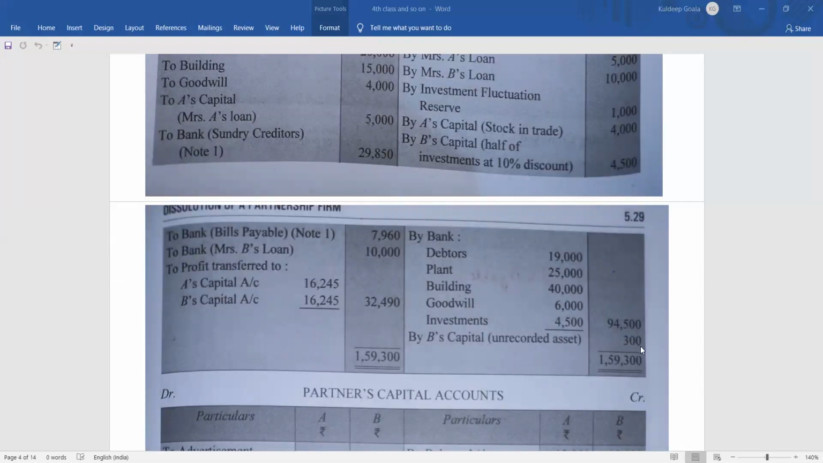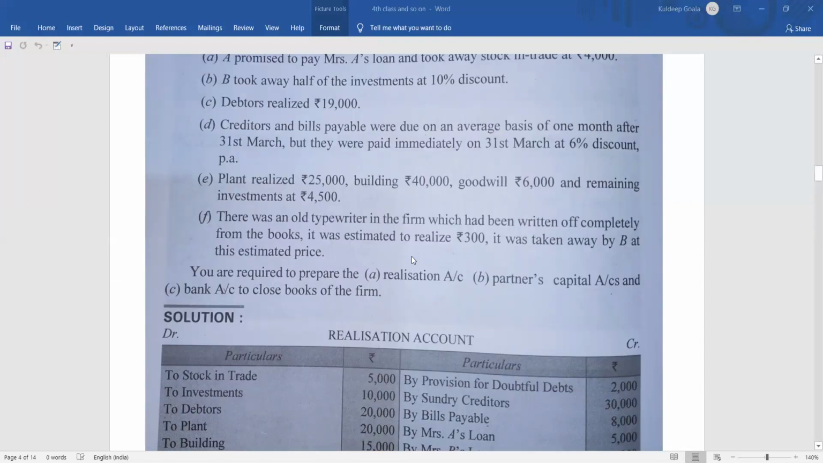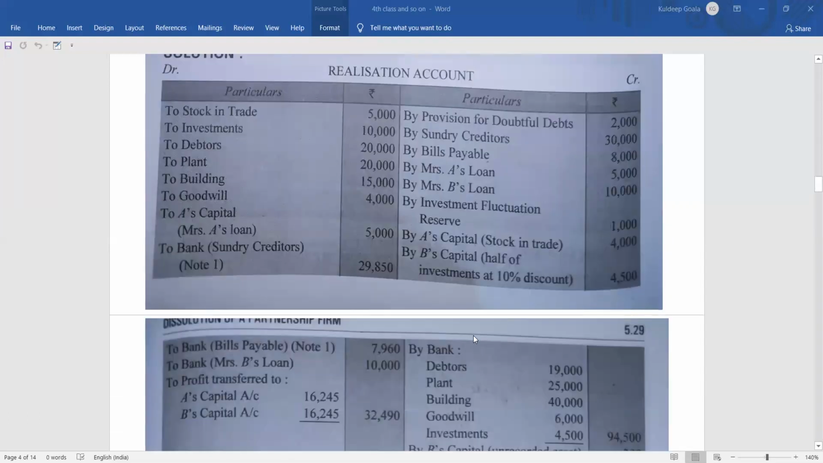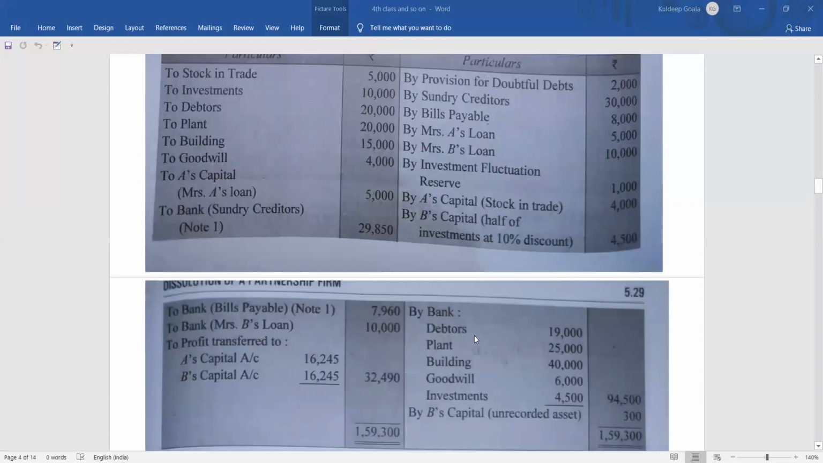Okay. Then coming to the next one. There's no more transaction, that is over. So what will we do now? We will do the final balancing. But before that, we have to find out, is there any liability other than provision for doubtful debt and investment fluctuation reserve?